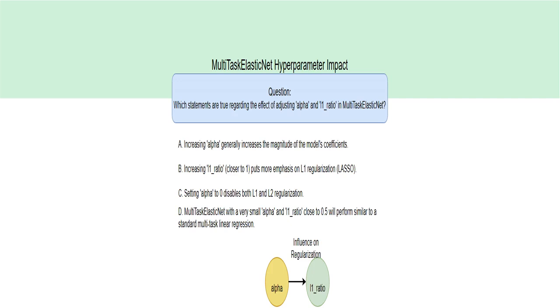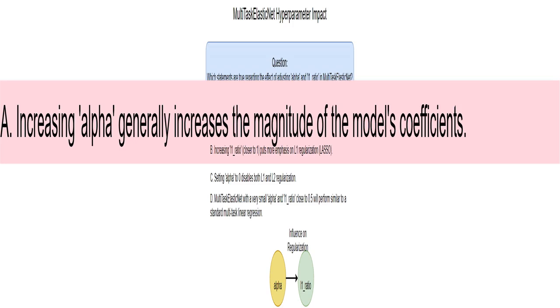Increasing alpha strengthens regularization, leading to smaller, not larger, coefficient magnitudes. This is also false. When alpha equals 0, both forms of regularization are completely disabled, leading to a standard multitask linear regression model that will fit the data with no constraints.